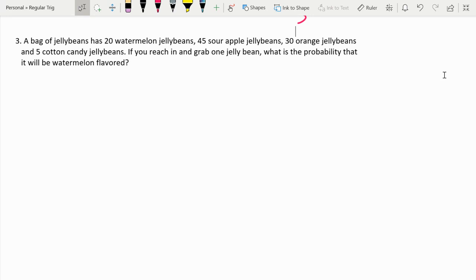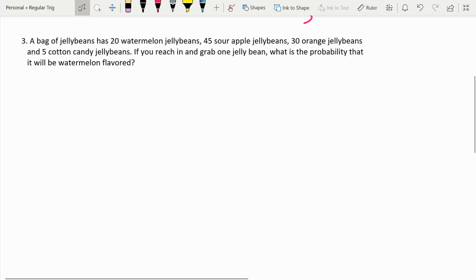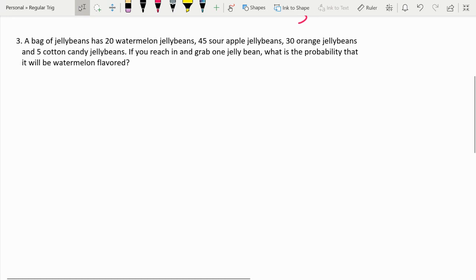This third one. Should I say number 3? I'm sorry, so number 3. Now instead of marbles, they're talking about jelly beans. Same problem, it's the same exact kind of problem. So again, we're looking for the total. When you do the total, you don't have to write this down. Just add up all the numbers.